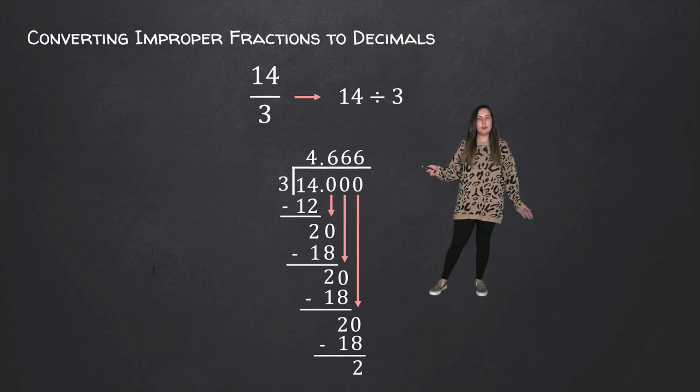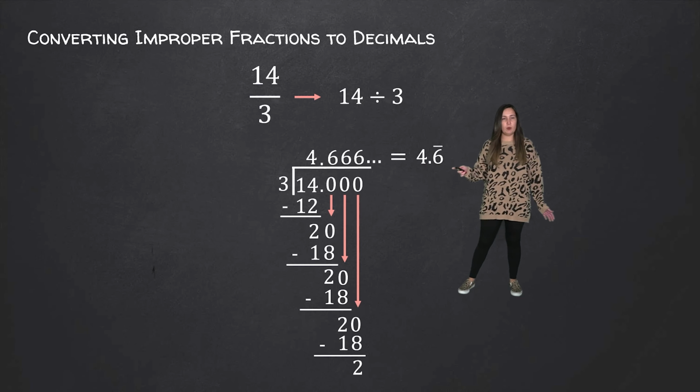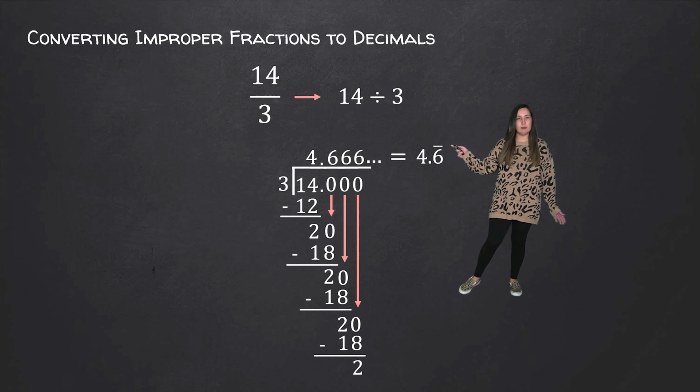And this keeps repeating. So our answer is actually 4.6 with a line on top showing that this 6 keeps repeating on and on and on forever. So 14 over 3 is equal to 4.6 with a line on top showing that the 6 keeps repeating on and on.